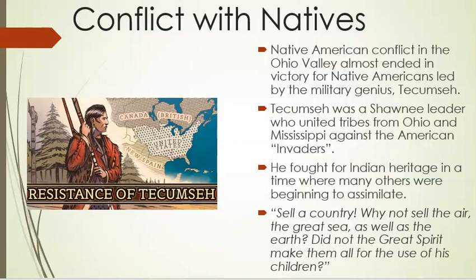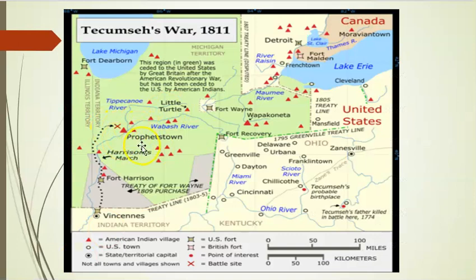And here's just kind of a map of what some of the conflicts look like. Prophetstown is where his brother kind of stays, and he goes out and fights. And he's going to go into the Canada areas and fight later. This is just an idea of what it's like, where everybody was pre-War of 1812. The War of 1812 is going to change all of this.